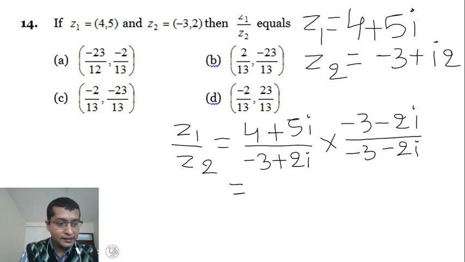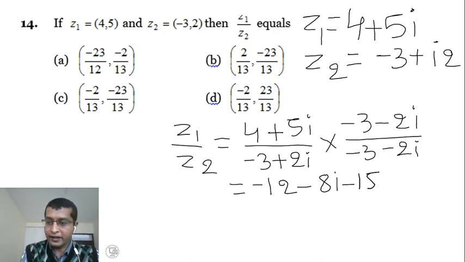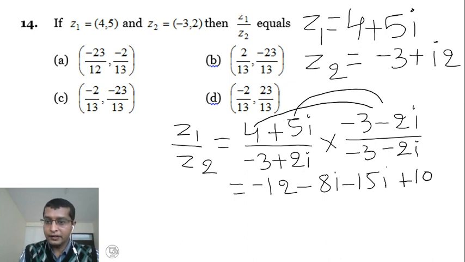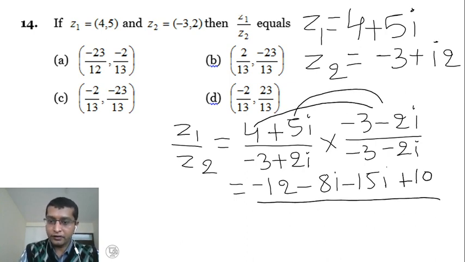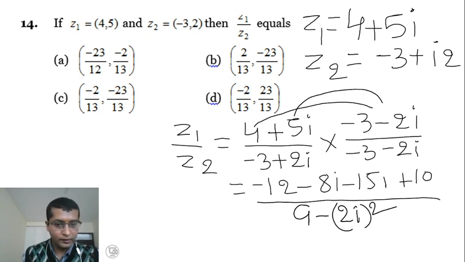If we simplify this, we get minus 12. 4 3s are 12, minus 12. Similarly, minus 8i minus 15i plus 10i square here. What have I done? 4 is multiplied with these two elements. 5i is multiplied with these two elements. The denominator is of the form, yes, (a plus b) into (a minus b) here. So a square minus b square, we get 9 minus (2i) whole square here.